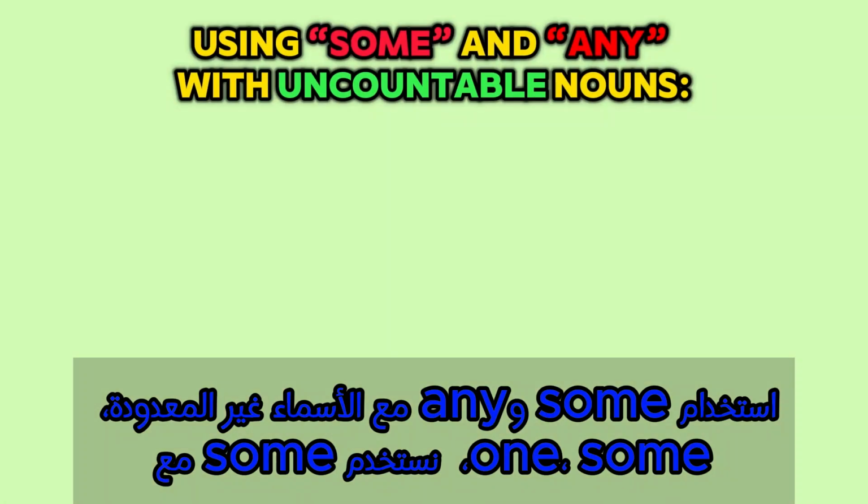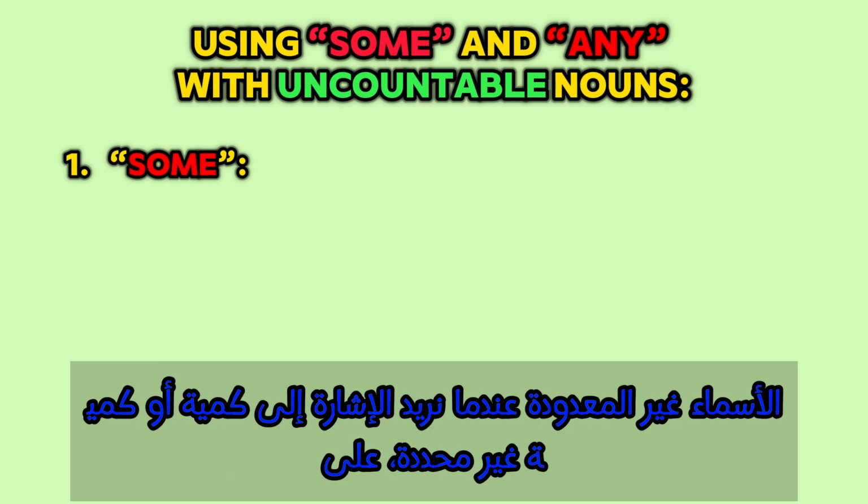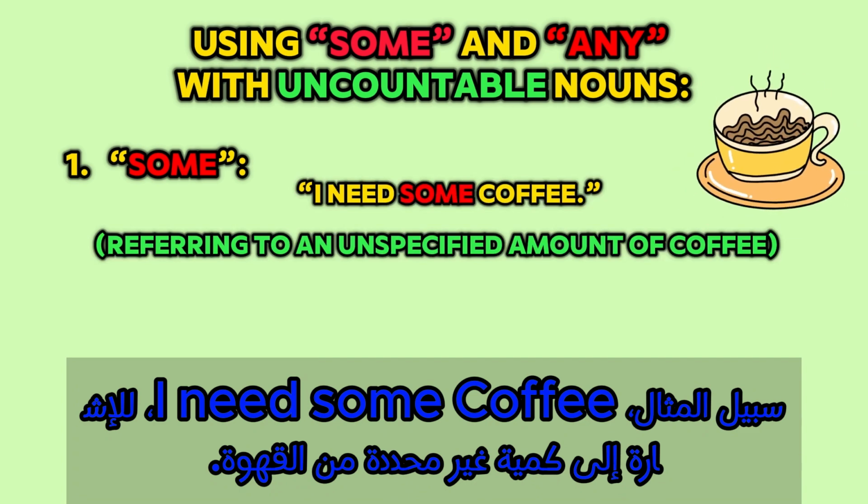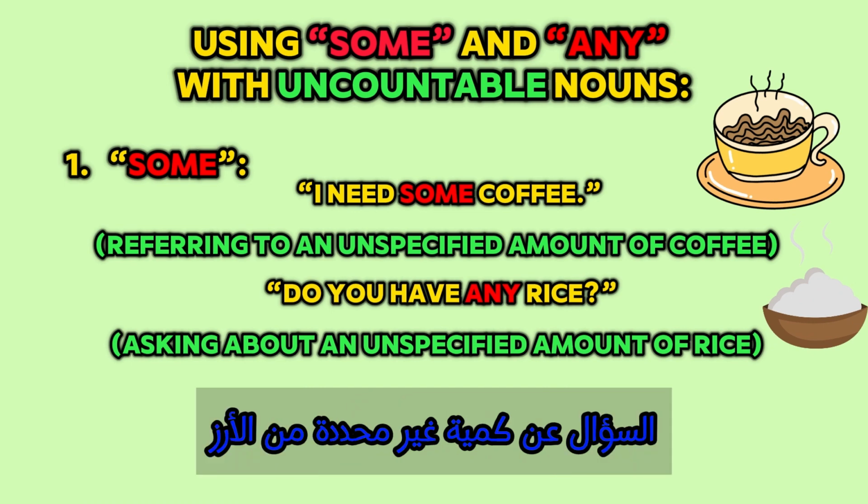Using some and any with uncountable nouns. 1. Some. We use some with uncountable nouns when we want to refer to an unspecified amount or quantity. Examples: I need some coffee, referring to an unspecified amount of coffee. Do you have any rice? Asking about an unspecified amount of rice.